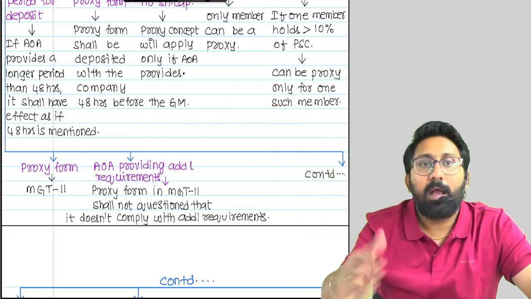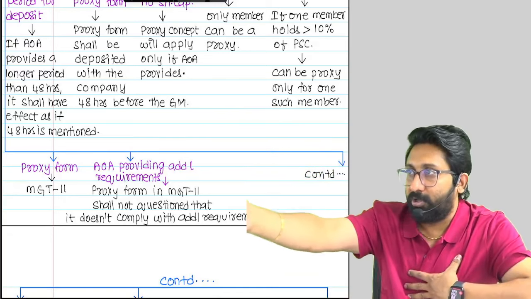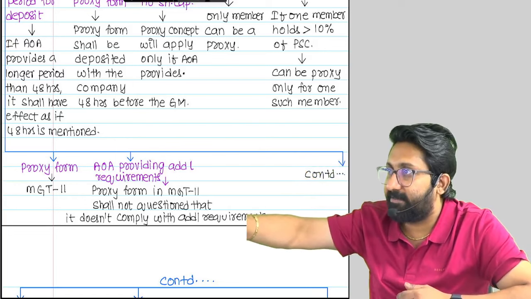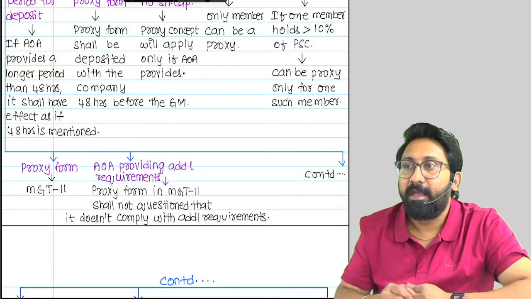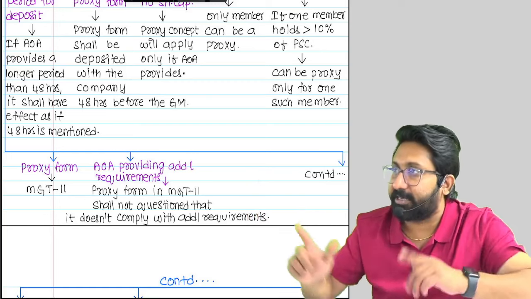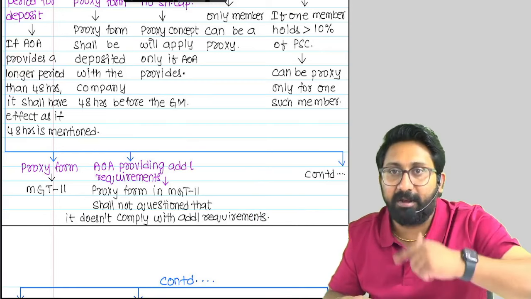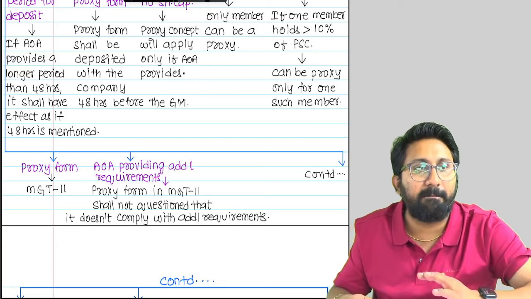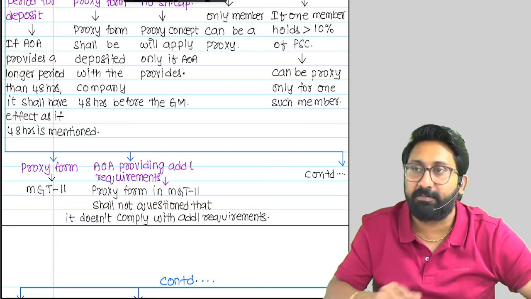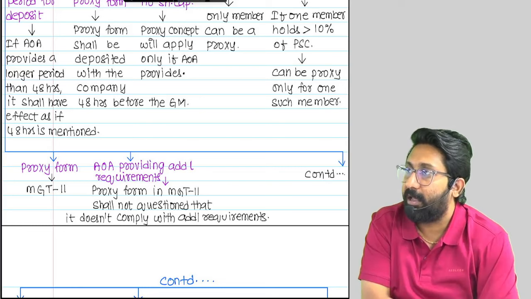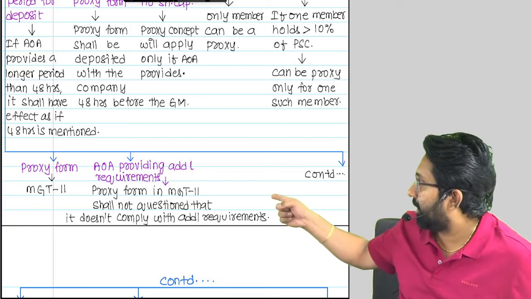Listening, I am one of the members. I don't know the form. I downloaded MGT11 from the MCA website. I filled the form and sent. The company rejected it, saying that this is MGT11, our company follows some additional things inside. Since you did not comply, we are cancelling your proxy form, they said. Is it right or wrong? Absolutely wrong. That's the next point.